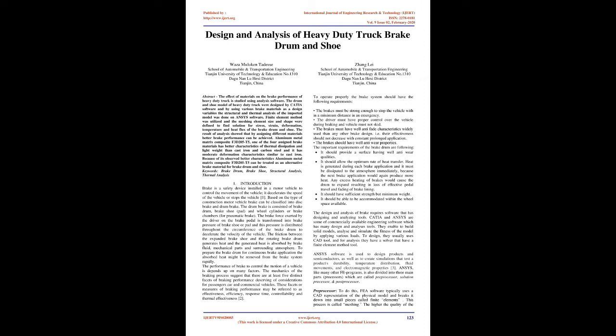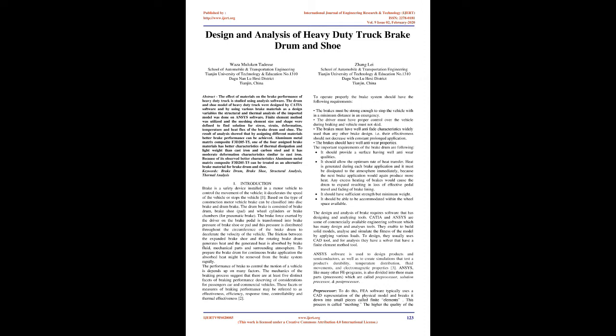1. Introduction. Brake is a safety device installed in a motor vehicle to control the movement of the vehicle. It decelerates the speed of the vehicle or stops the vehicle. Based on the type of construction, motor vehicle brake can be classified into disc brake and drum brake. The drum brake consists of brake drum, brake shoe, pad, and wheel cylinders or brake chambers.